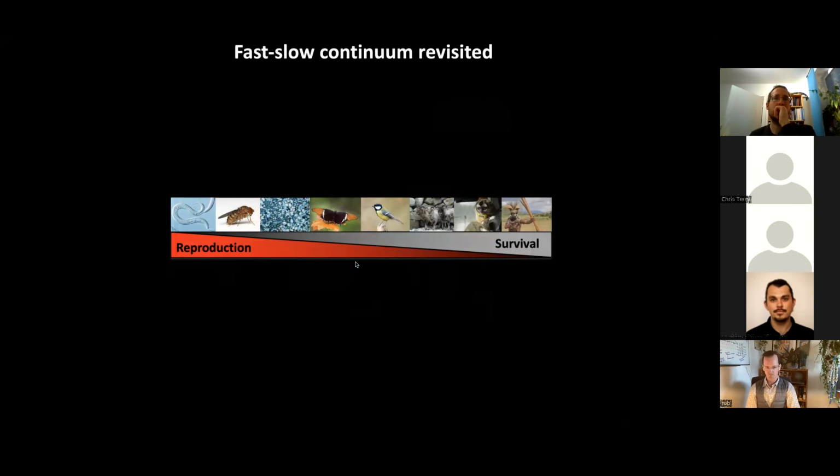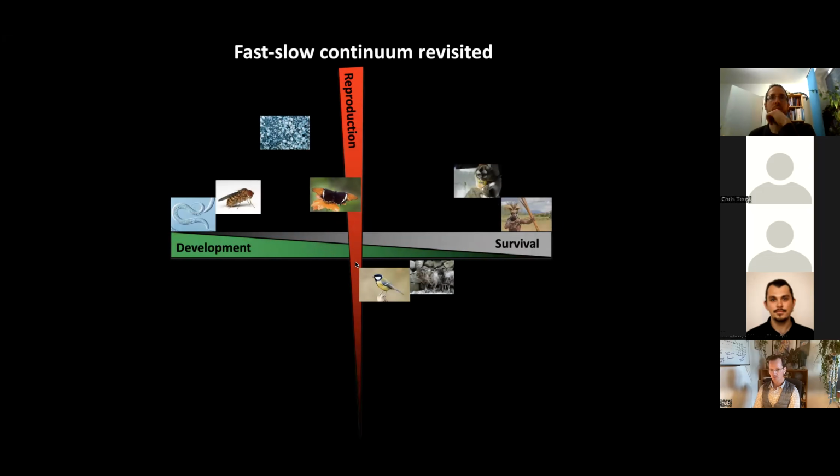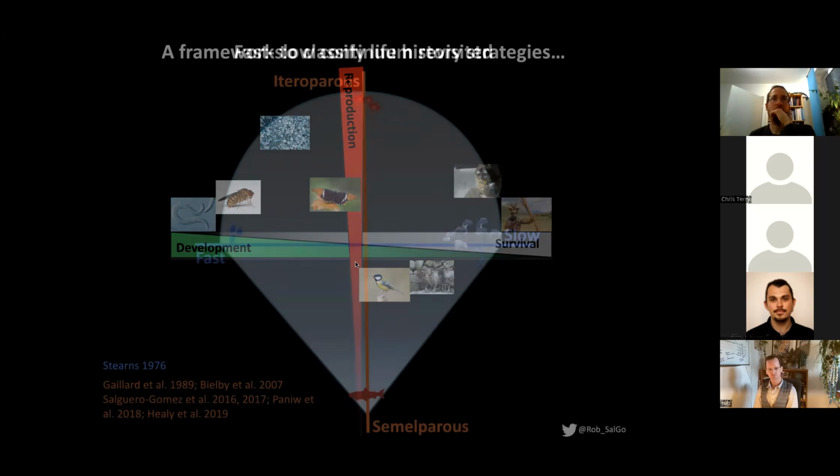So the part that emerges from this first part of the talk is that the fast-slow continuum really needs to be revisited, and the theory that underpins it as well. We should really think of the fast-slow continuum as a development to survival continuum with a novel added axis of reproductive variation, which is highly orthogonal from the development-survival continuum.